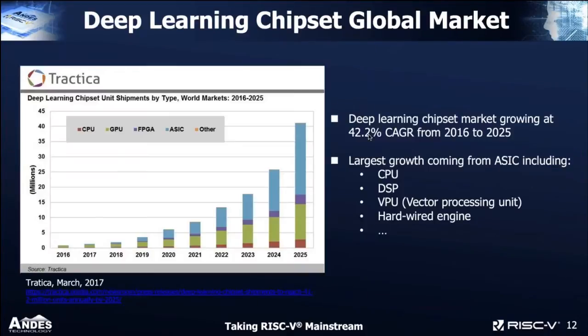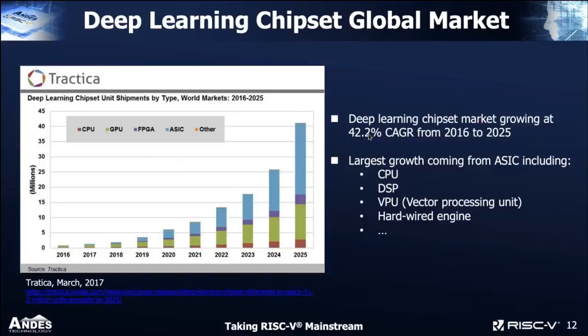So let's look at the market, the deep learning chipset global market. The market is set to grow about 40 to 50% compound annual growth rate for the next 5 years. It has been true for the last 5 years. The largest growth comes from ASICs, and these ASICs contain CPUs, DSPs, vector processors, and hardware engines. So this is a market that our processors are targeted at.